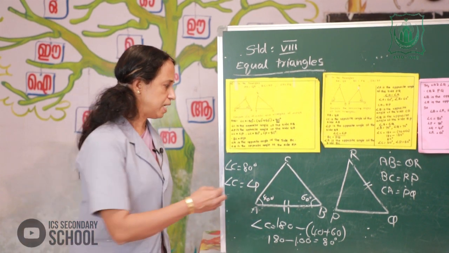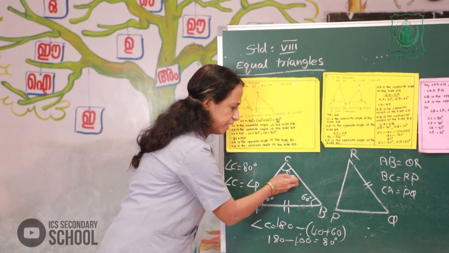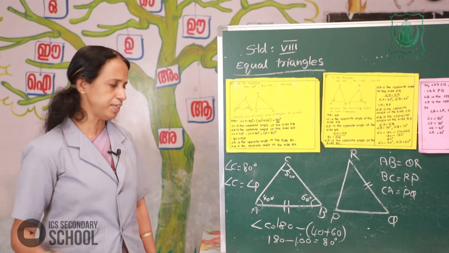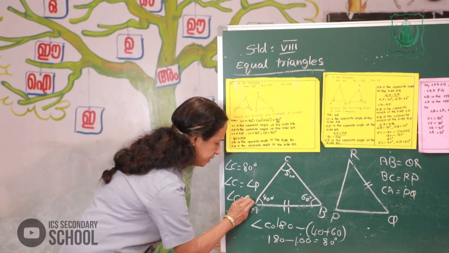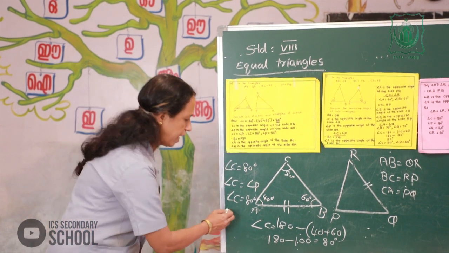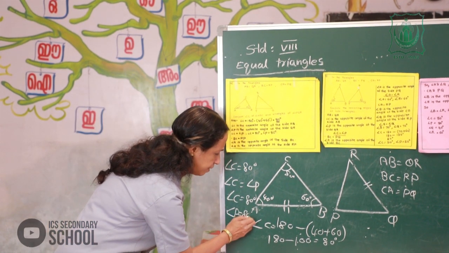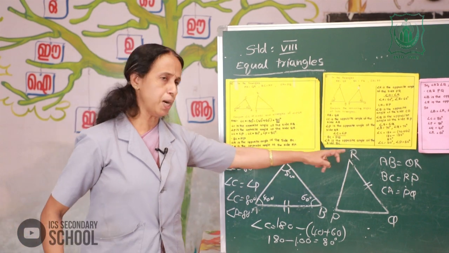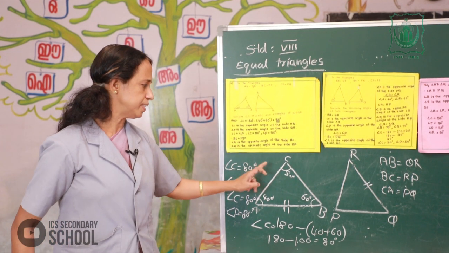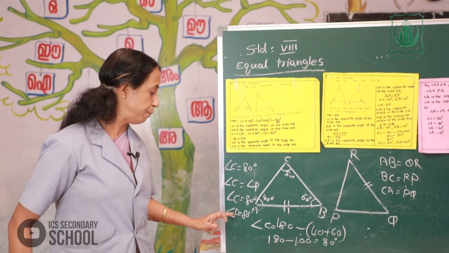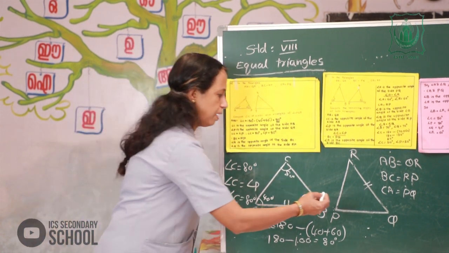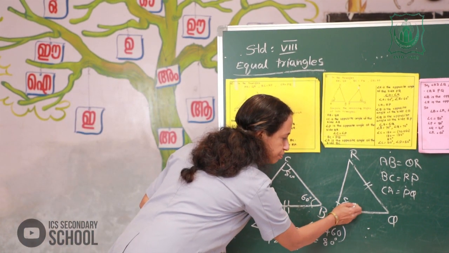We know that angle C equal to 80 degrees. So angle P equal to 80 degrees. Angle C equal to angle P, so angle C equal to 80 degrees and angle P equal to 80 degrees.